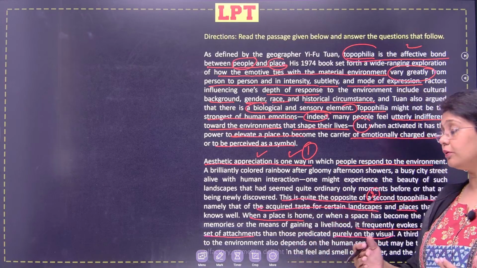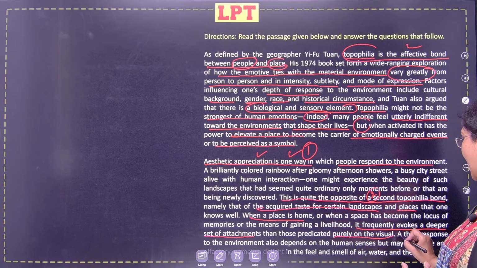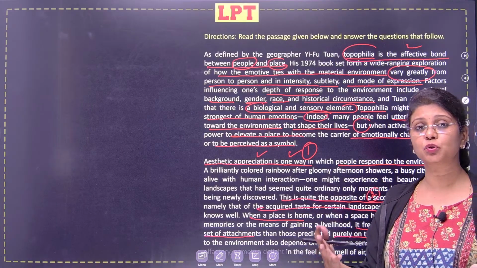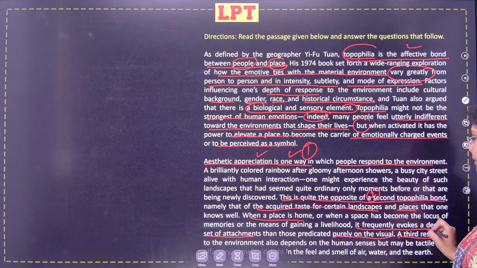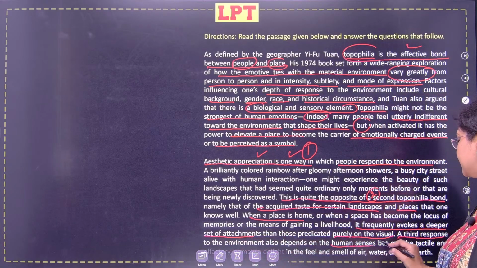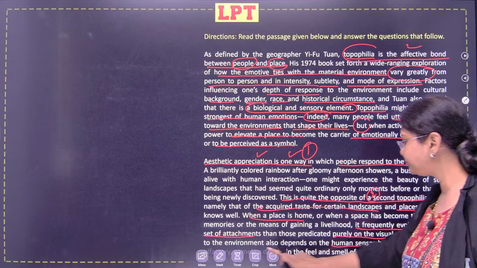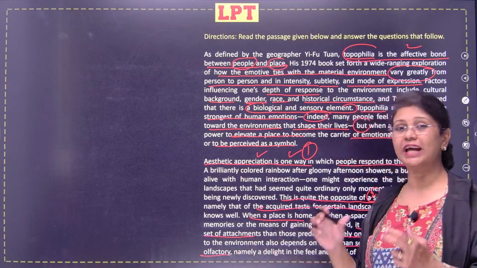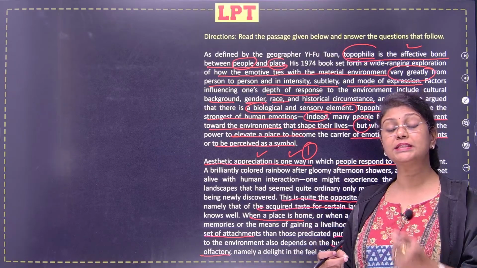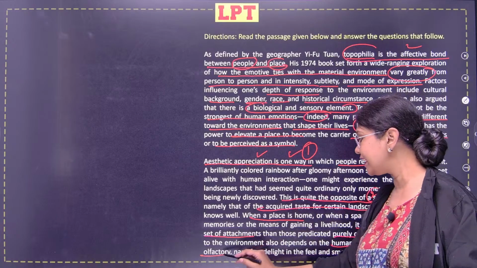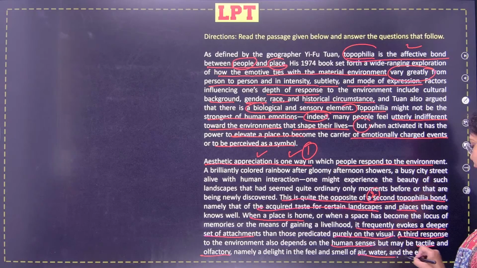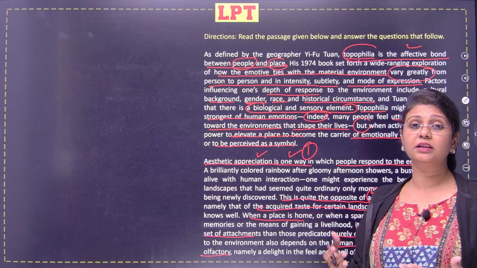There is a second bond of topophilia which is given over here, and it says a third response. So the author has listed out three responses to topophilia. The third one says a third response to the environment also depends on the human senses, but may be tactile and olfactory. So tactile is basically related to the sense of touch, and olfactory is basically related to the sense of smell. So it says olfactory, namely a delight in the feel and smell of air, water and the earth. So this is what the author has discussed so far.